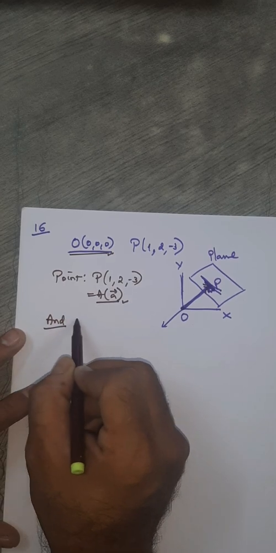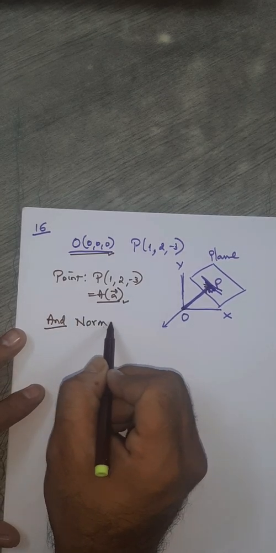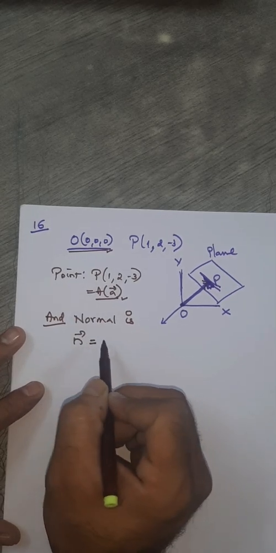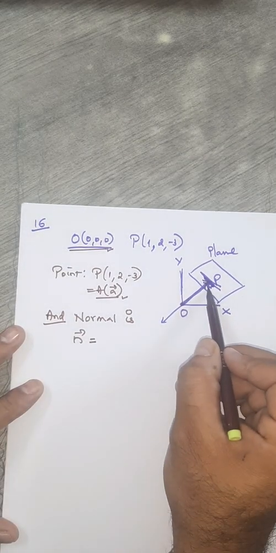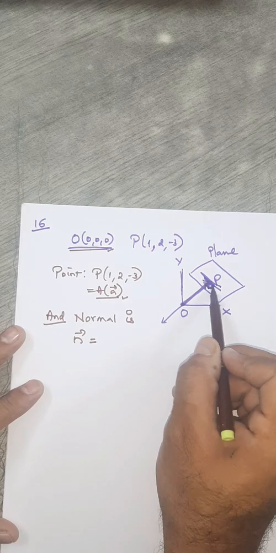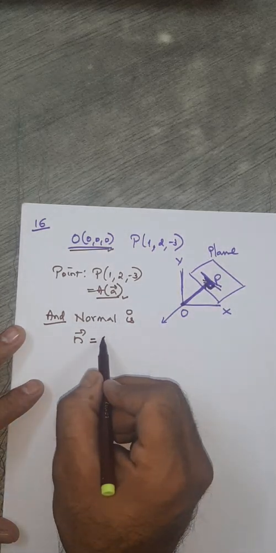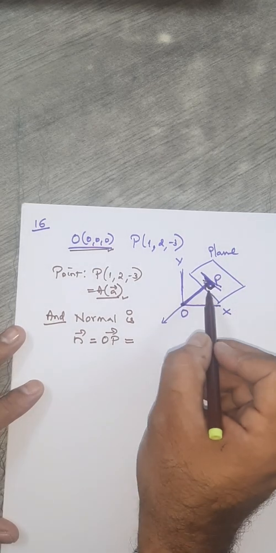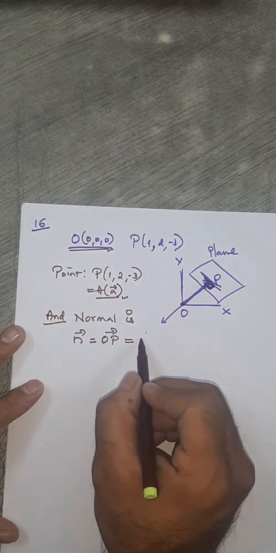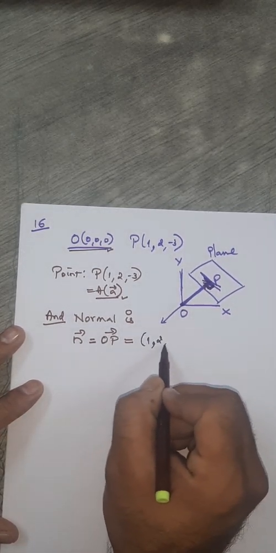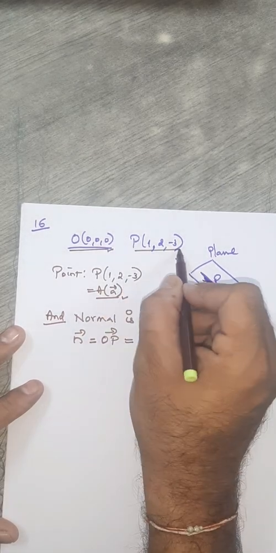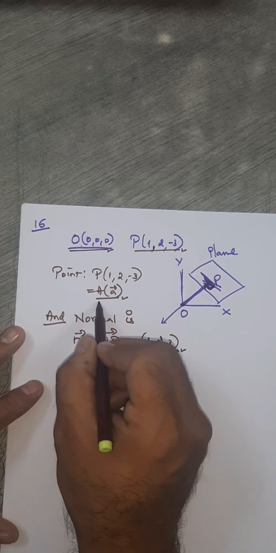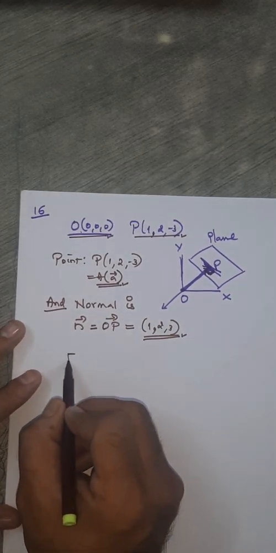And you require the normal also. So the normal, vector n equals, what is the normal? A vector which is perpendicular to the plane. Which vector is perpendicular to the plane? Which is vector OP. And which is given by what? This one. OP means this minus this, which is nothing but 1, 2, minus 3. This one is given, this minus this, which is vector OP. Your normal, your fixed point. So you can write the equation of the plane.